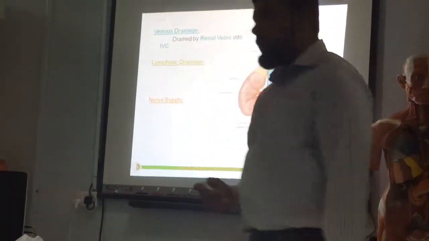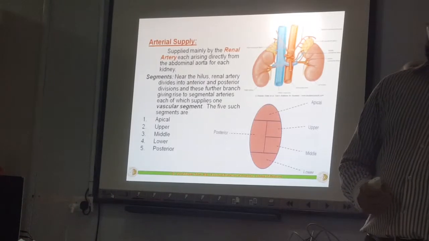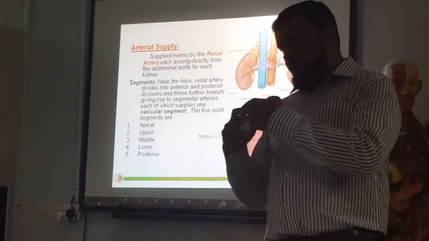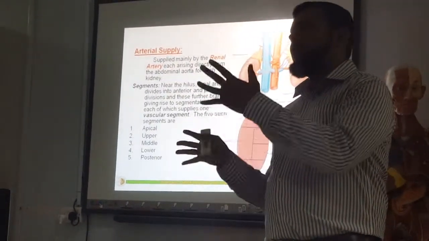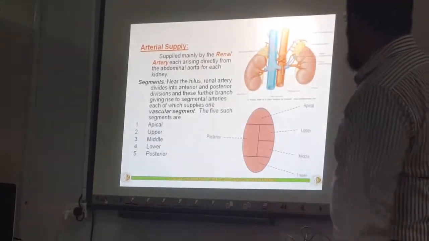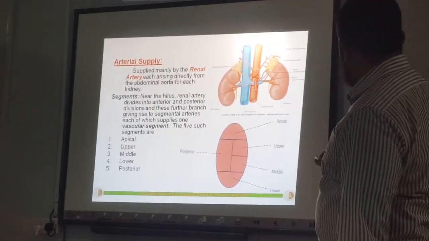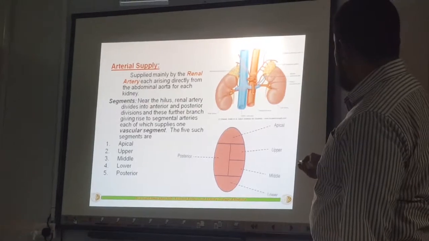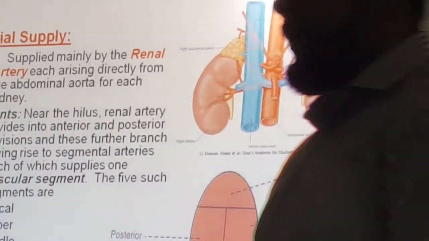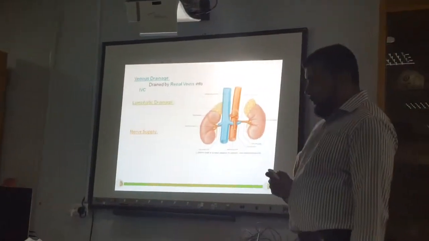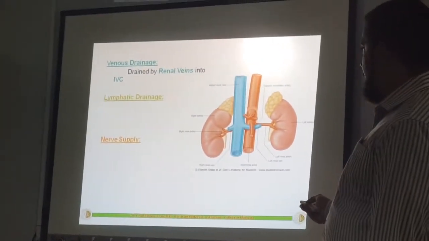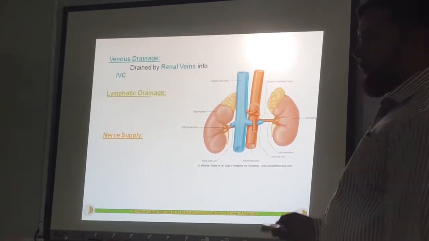The renal artery itself will go and divide into anterior and posterior divisions, and then it gives segmental arteries. Smaller, shorter branches. You see here, it is dividing into shorter branches, and each segment will be supplied by this artery. Coming to the venous drainage, it is by the renal vein directly into the inferior vena cava.